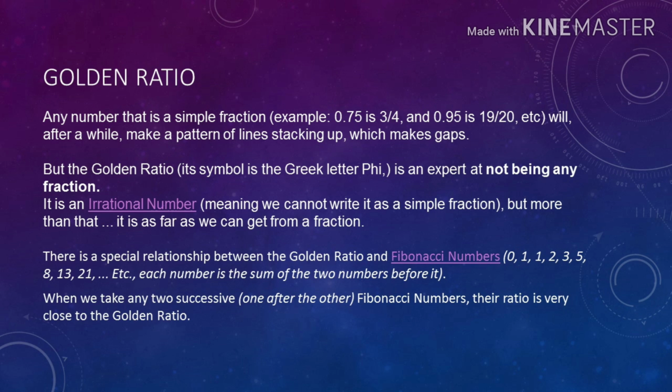There is a special relationship between the golden ratio and Fibonacci numbers 0, 1, 1, 2, 3, 5, 8, 13, 21. When we take any two successive Fibonacci numbers, their ratio is very close to the golden ratio.